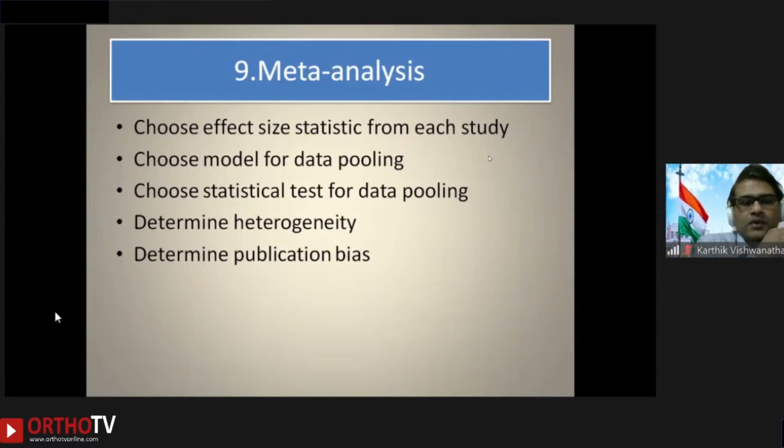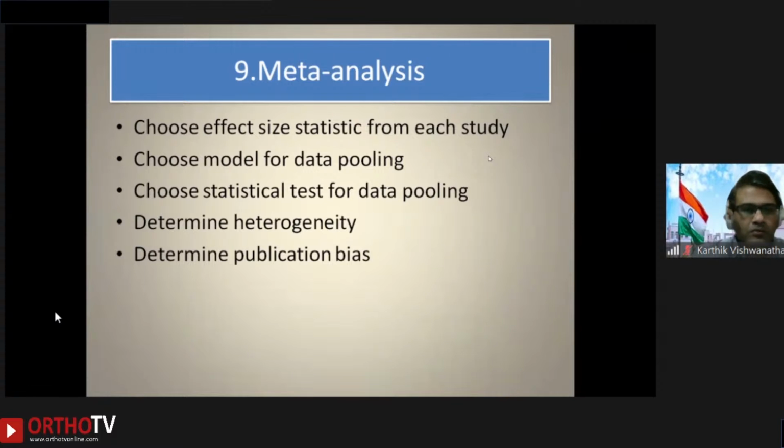And for the statistical test for pooling, if all the outcomes are similar, such as if all the studies have used the Harris-Hip score, then you use something called a weighted mean difference. However, if some studies have used the Harris-Hip score and some have used the Oxford-Hip score, you will use something called a standardized mean difference, which will account for the discrepancies.